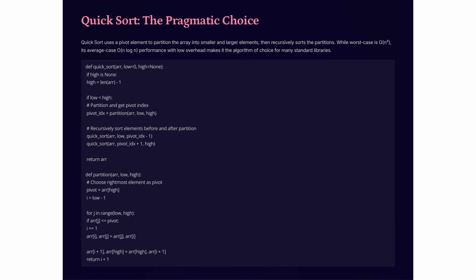Quicksort efficiently partitions arrays using a pivot, sorting elements recursively. Despite a worst-case O(n²), its average case O(n log n) with minimal overhead makes it popular in standard libraries. The algorithm involves selecting a pivot, partitioning the array, and recursively sorting subarrays, ensuring efficient data organization.